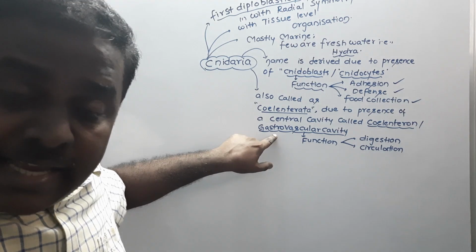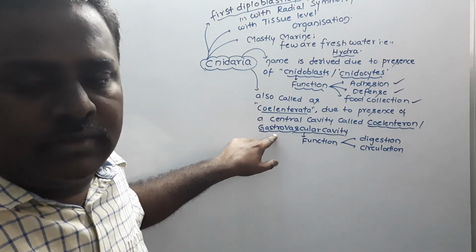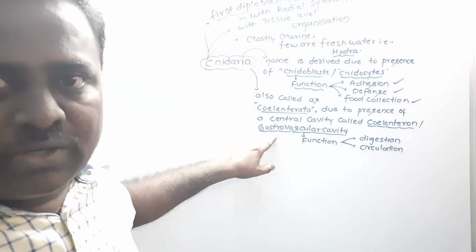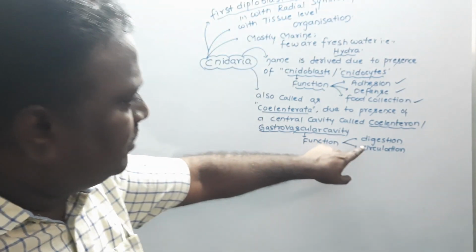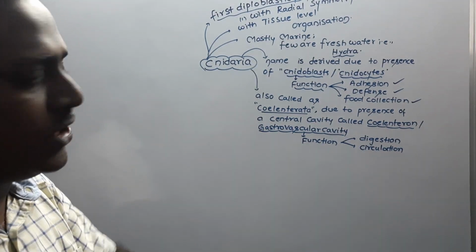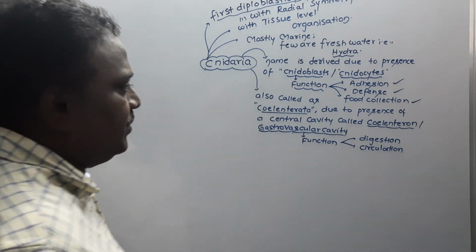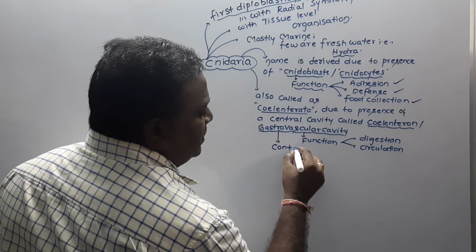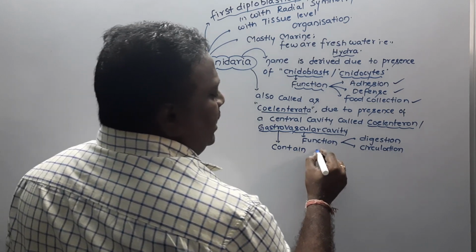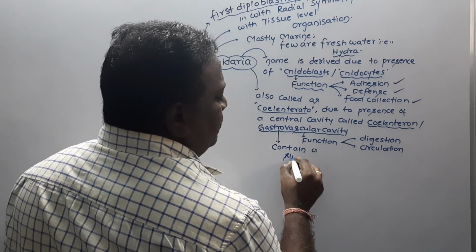You know very well, gastric means stomach, so stomach will do digestion. Vascular means blood, and blood does circulation. Thus digestion and circulation are the two functions of the gastrovascular cavity. And this gastrovascular cavity contains a single opening.